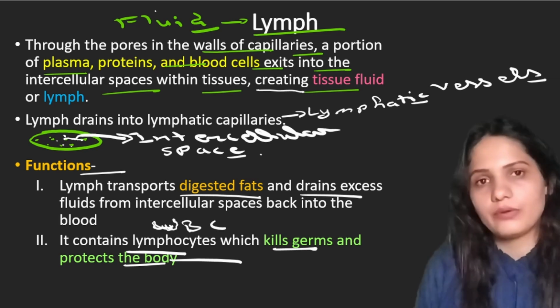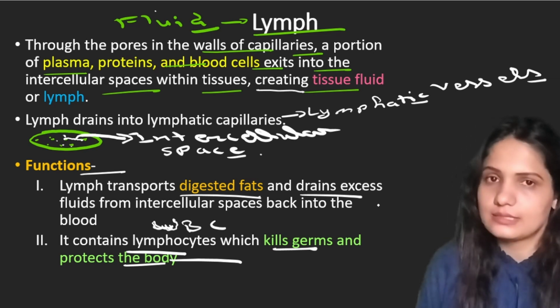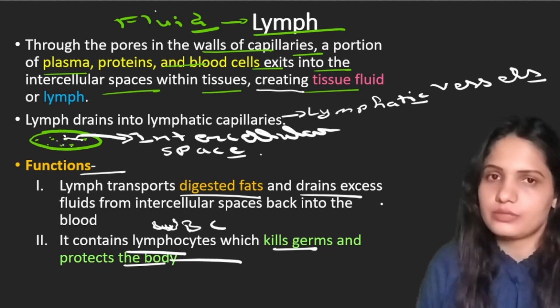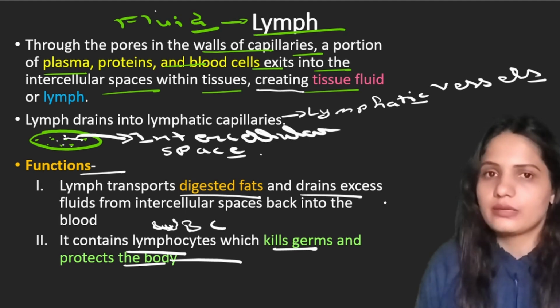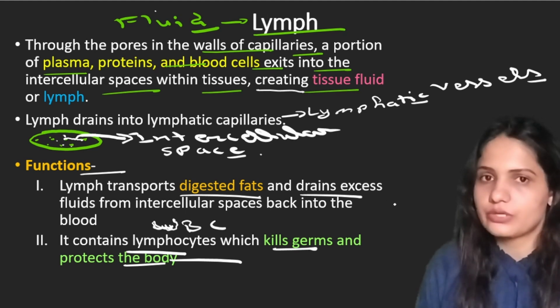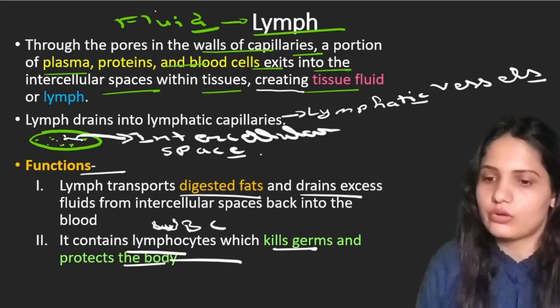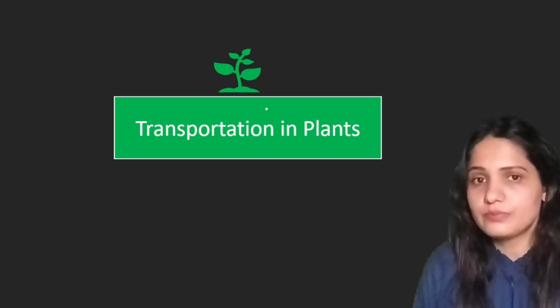This is all about your human circulatory system. In this we have covered the human circulatory system, components of the circulatory system, and the working of the circulatory system, that is double circulation of blood, and we have covered lymph. This is all we have covered in this session. Next we have transportation in plants.